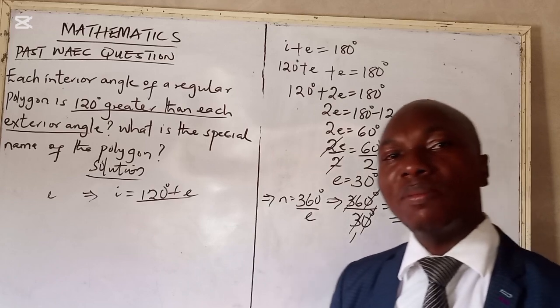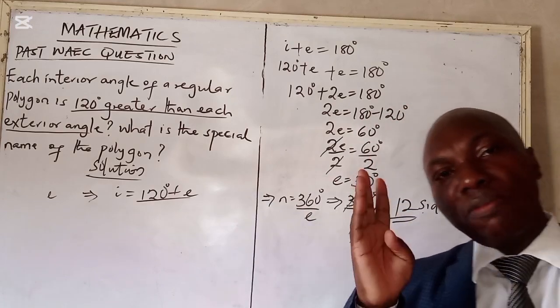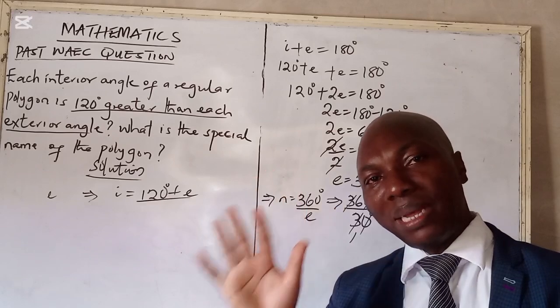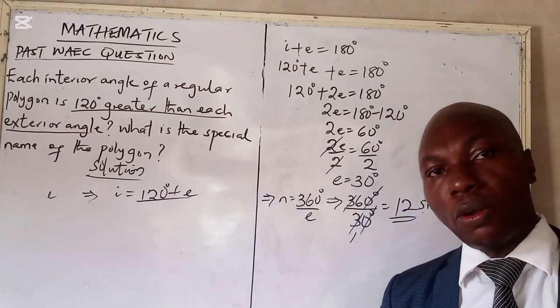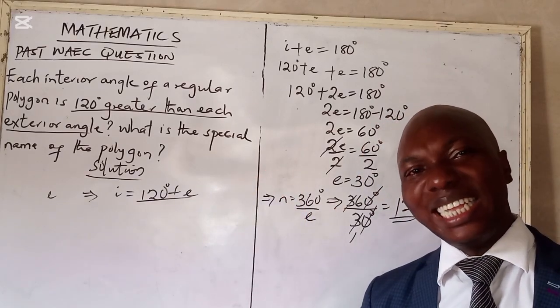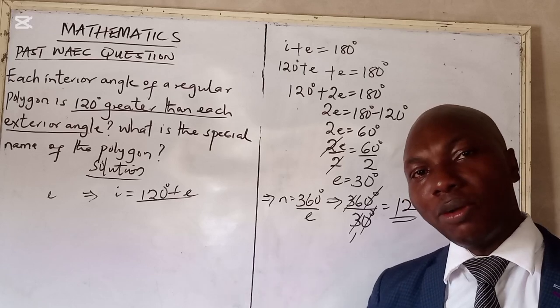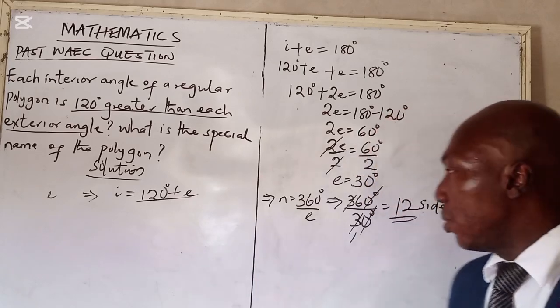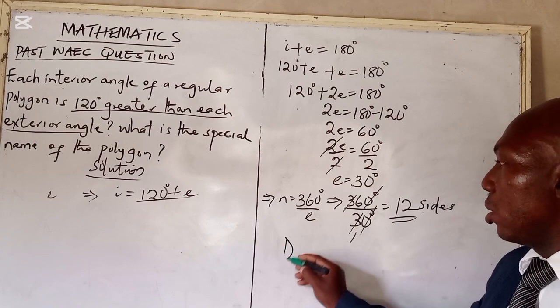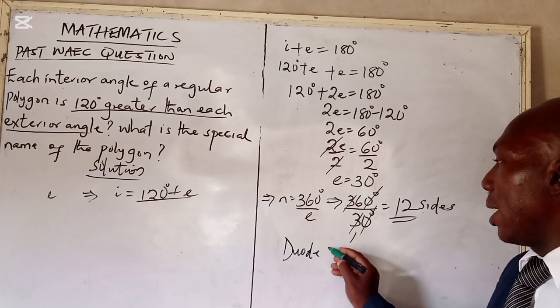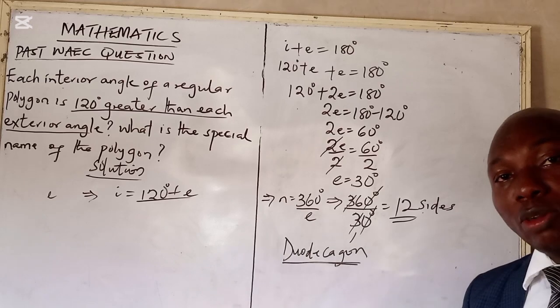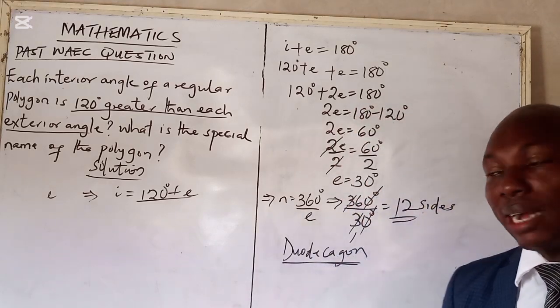The polygon with 12 sides: we said a polygon with 4 sides is a quadrilateral, 5 is a pentagon, 6 is a hexagon, 7 is a heptagon, 8 is an octagon, 9 a nonagon, 10 a decagon, 11 an undecagon, 12 is a dodecagon. So the polygon we've actually calculated is a dodecagon.